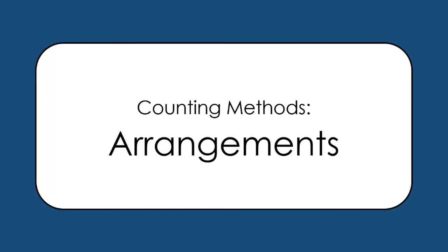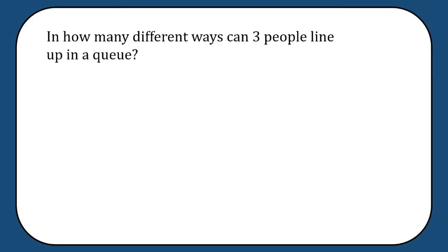The next video in the counting methods series is on arrangements. So given a set of objects, how many different ways could they be arranged in a line? So thinking about three people lining up in a queue, in how many different ways can that be done?